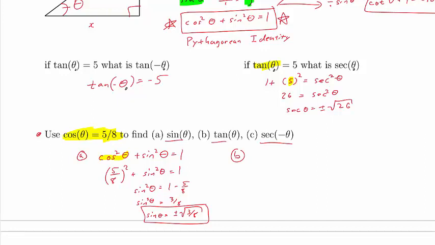Let's look at tan theta. Now you can use the Pythagorean identity using tans, but we don't have to do that, because what does tan theta equal but sine theta over cosine theta? So we just plug everything in. This is simply going to be cosine theta in the bottom, that's 5/8, and then up top we have positive or negative square root of 3/8.